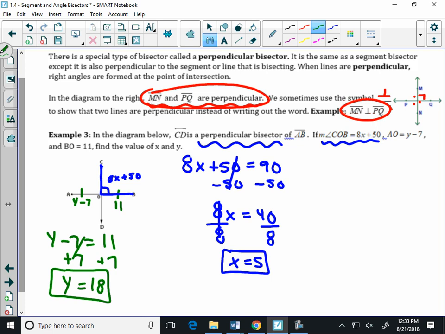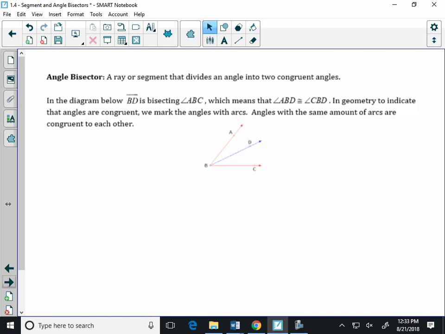Questions over that? Okay. Real quick, these last 2 examples are pretty quick. Same thing. You can bisect a segment. You can also bisect an angle. Okay? And it's just a ray or a line that's cutting an angle in half, creating 2 congruent angles.